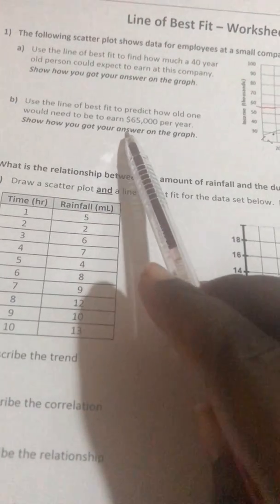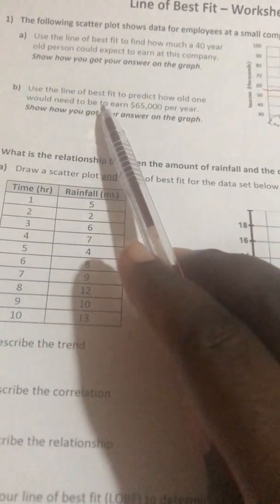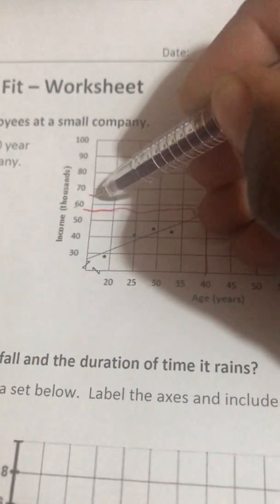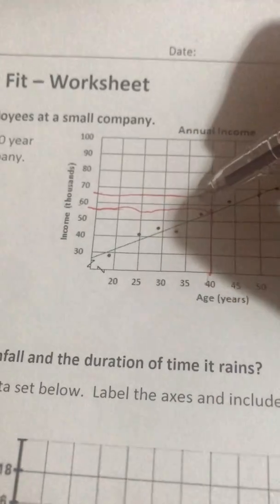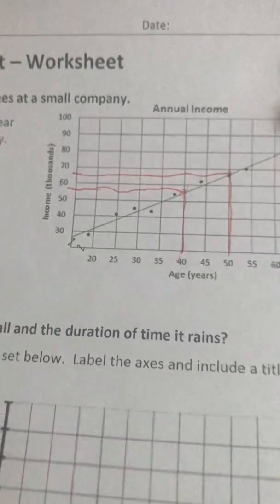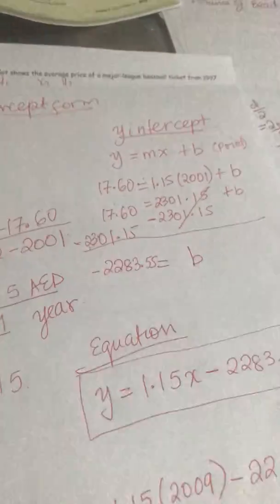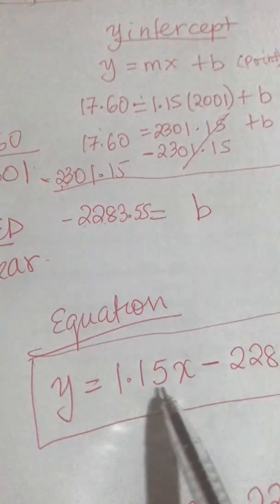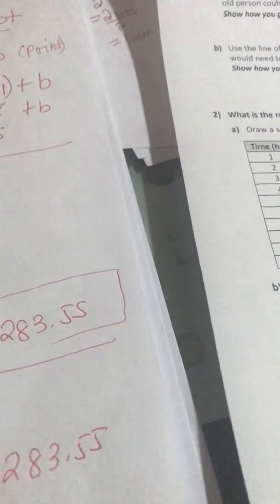Now, use the line of best fit to predict how old one would need to be to earn 65,000 per year. 65,000 per year will be somewhere here in the middle. You come here, 65, with your ruler, you draw until you get to the line. And then you come down to the x-axis. What number do you find? 50. Or you can use your equation. That means you will do all these steps, and then you will put 65,000 over here. Then you will multiply, and then you will solve. You should get the answer for x.